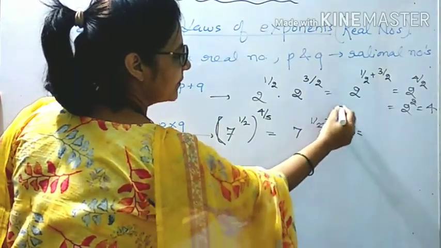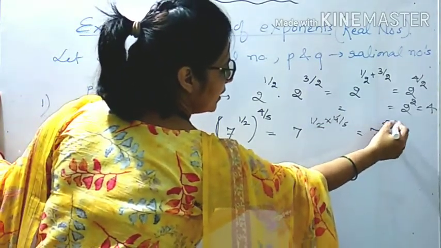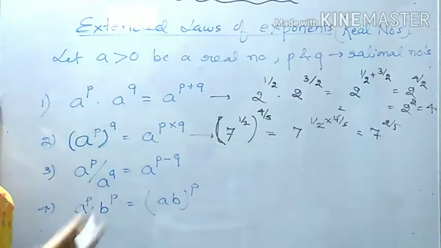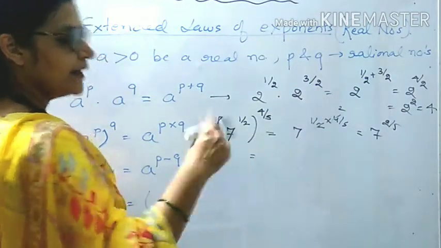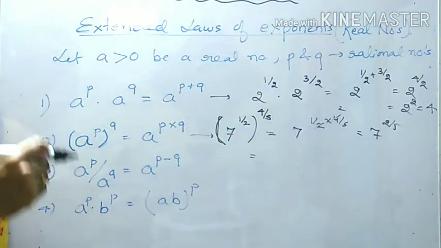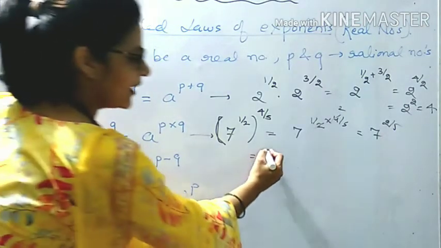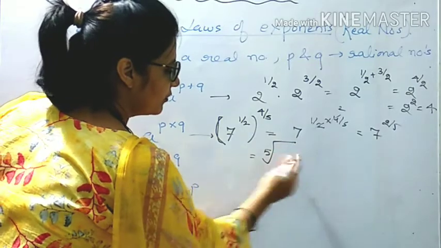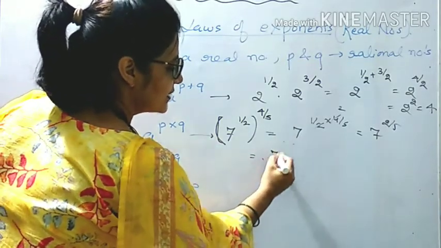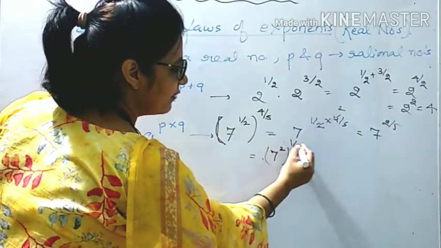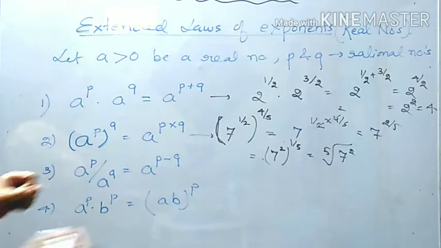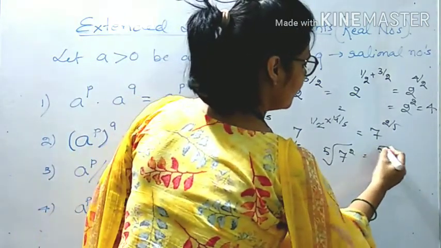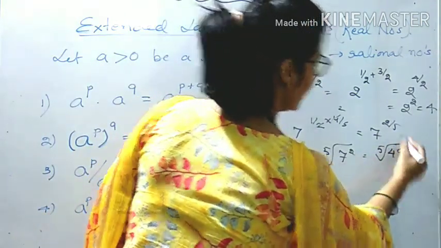So this will be 7 to the power 2 by 5. Now what is this 7 to the power 2 by 5? We know that 1 by n means nth root. So what can we write? Fifth root of, how can we write this? 7 square to the power 1 by 5. So this will be fifth root of 7 square. So that will be fifth root of 49.